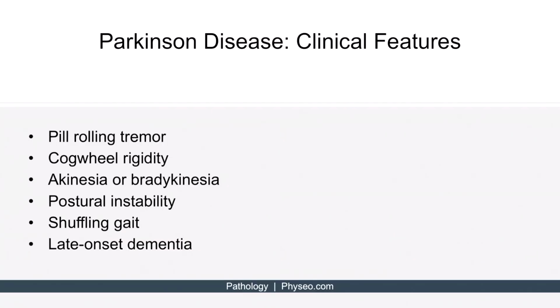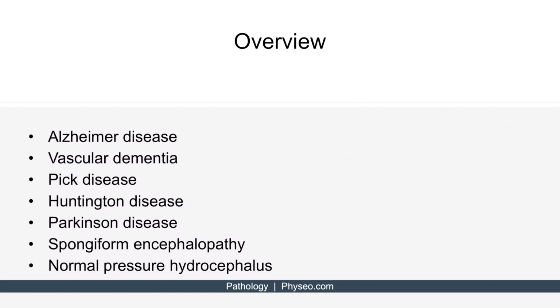All right, now let's discuss some of the clinical features of Parkinson's disease. The constellation of movement symptoms are due to a loss of dopaminergic neurons in the substantia nigra pars compacta. This causes patients to present with a pill-rolling tremor, which is a tremor of the hand at rest. Patients may also have cogwheel rigidity, which is a form of muscle rigidity, akinesia or bradykinesia, which is the loss of movement or slow movement, respectively, postural instability and a shuffling gait, and dementia, which is a sign of advanced Parkinson's disease.